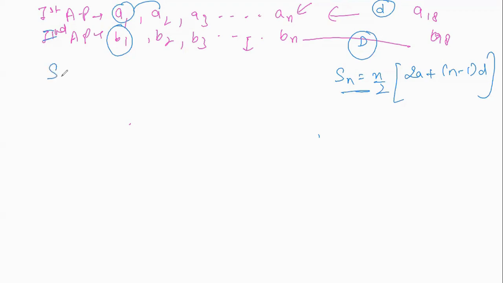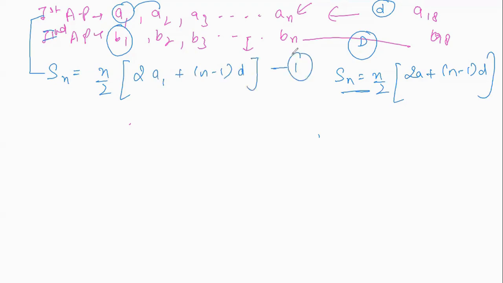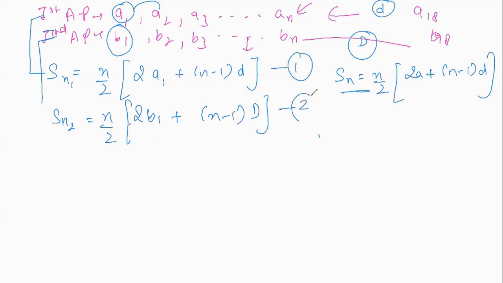So let's put everything in the sum formula to make the equation. For the first AP of n terms, Sn is equal to n over 2 times (2a, where a is the first term A1, plus (n minus 1) times d). Okay, this is the first equation. Second equation, for the second AP, because they are talking about n terms again, so again I'm taking Sn only. Let's take Sn1 and Sn2 for the different APs. Sn2 is n over 2 times (2b1 plus (n minus 1) times D), where D I have taken for the second AP as capital D.